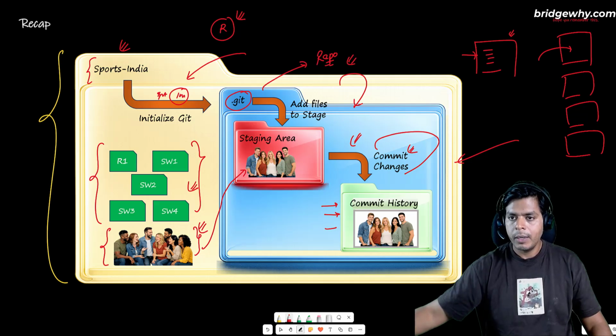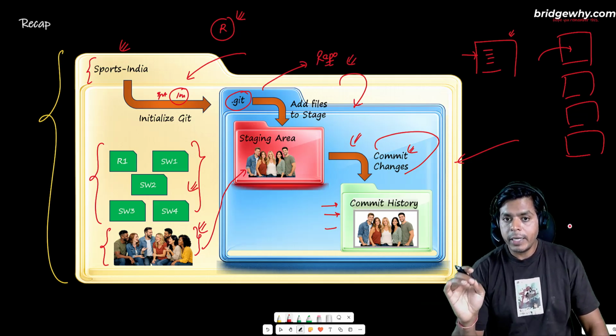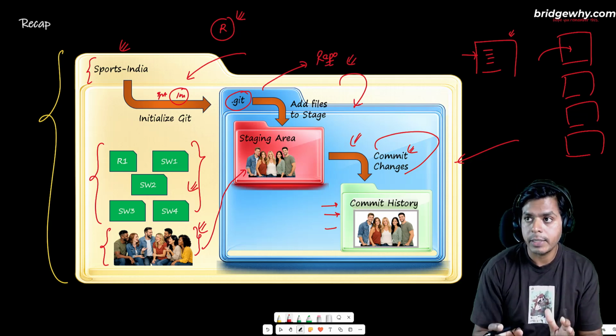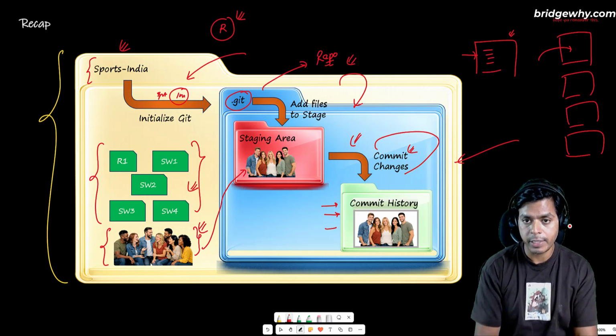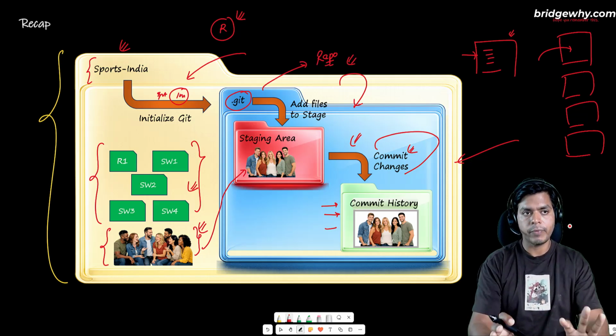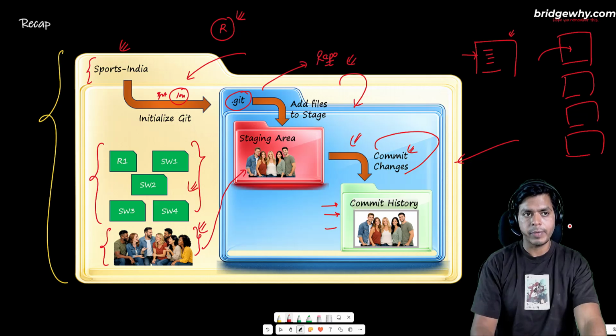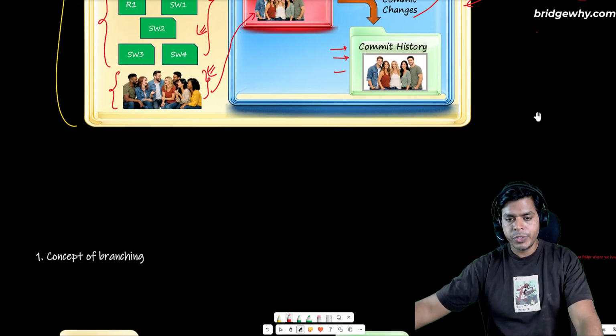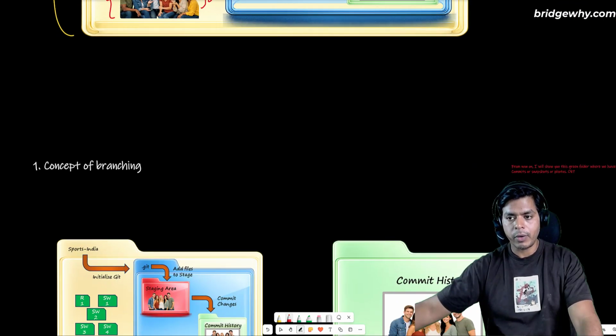But right now, Git is doing everything automatically. We just need to put the file in the staging area and just say commit. That is it. And that was the demonstration which we did in the last class. So this was a little recap if you were not there in the previous class, or if you are wondering what happened in the last class. Now we will move to the concept of branching.